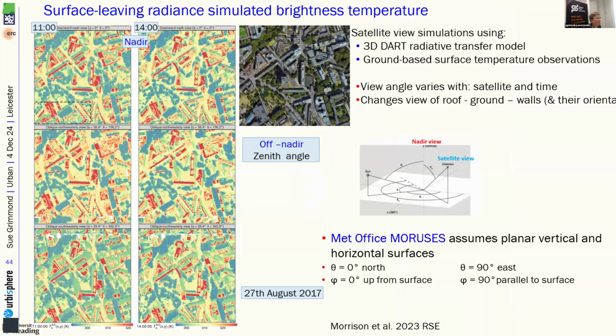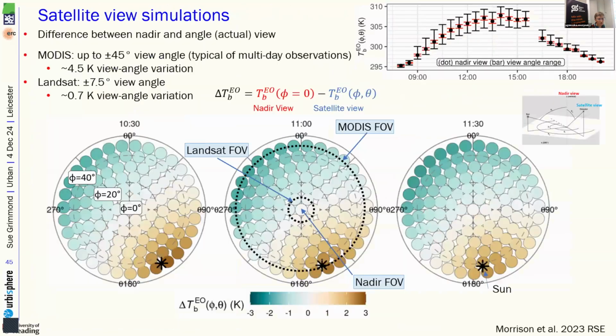And thinking about, if you look at the nadir, so at 11 a.m. and at 2 p.m. and then at 2 off zenith angle, off nadir zenith angles, and then trying to think about what are the implications of the satellite view, what's on the surface, and what is actually being seen in terms of the final satellite or sensor surface temperature.